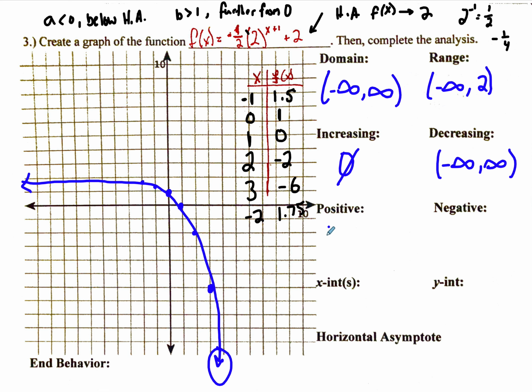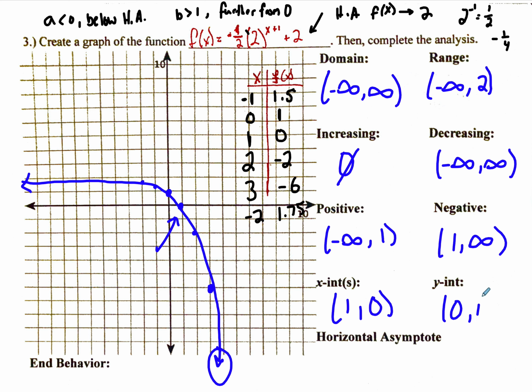Okay, it's positive from when x is negative infinity all the way to when x is 1. When x is 1, it becomes 0, and then it switches over to being negative for the rest of its domain. The y-intercept is when x is 0, and it is (0, 1). The horizontal asymptote is y equals 2. Right, that invisible line right there.